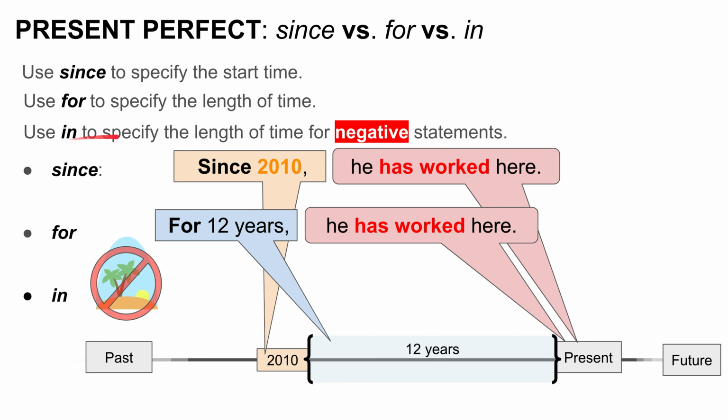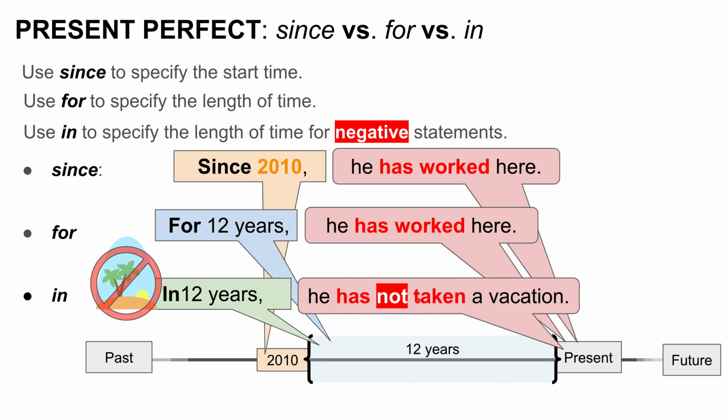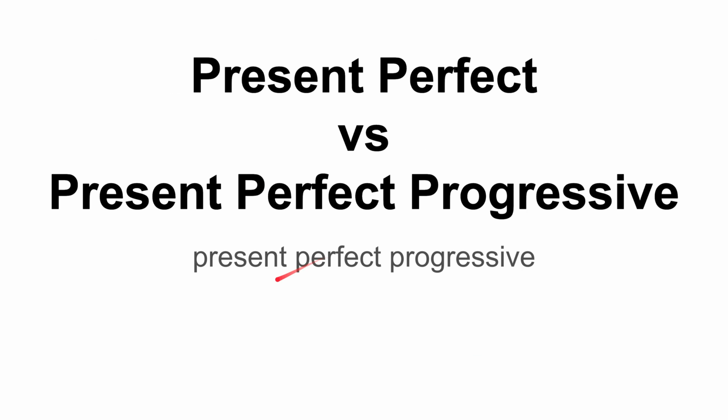We use in to specify the length of time for negative statements. As you can see right here, no vacations. So in 12 years, he has not taken a single vacation. The man's a workaholic. Okay, moving forward now, let's talk about the present perfect progressive.